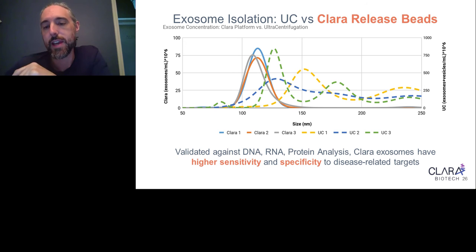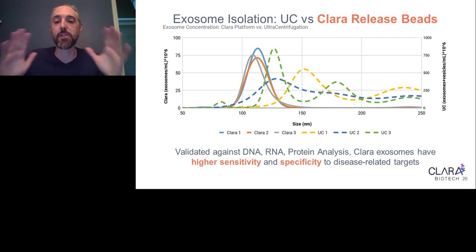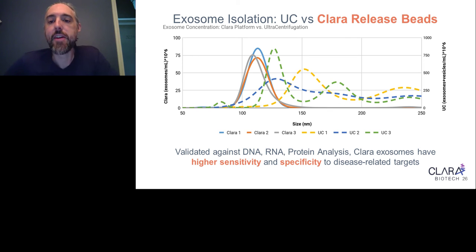So in this case, I'm comparing our ExoRelease technology on the left with ultracentrifugation on the right column. The dashed lines is ultracentrifugation, the solid lines is the Clara ExoRelease technology. Again, bounded in a smaller region around the exosome window because we're capturing functional exosomes as opposed to the full spectrum. And in this case there's 10 times more material captured in the ultracentrifugation process, but you can see how much wider that noise is produced in that system.